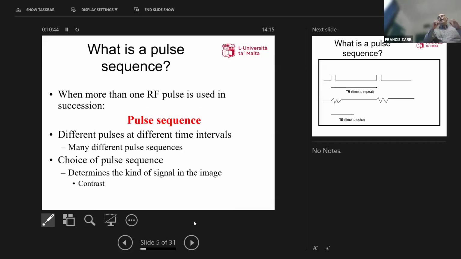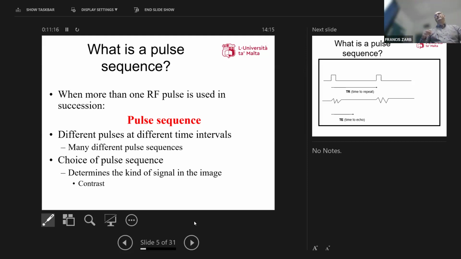When more than one RF pulse is used in succession, we are sending an RF pulse or a cluster of RF pulses. Let's say one RF pulse. You receive the echo and you're going to repeat again. Each time you repeat, you have a pulse sequence, because you have a sequence of pulses. You're not relying just on one RF pulse. Okay?